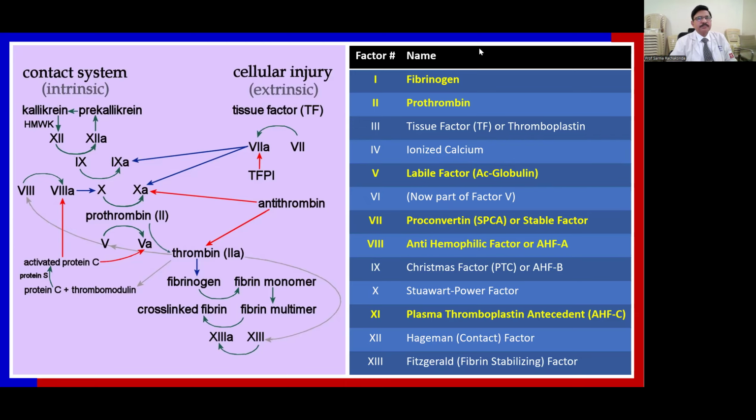Now tell me, what is happening? First, who is the most important fellow? At 10 to 10A, the crossroad. How does 10 become 10A? You require several assistants: calcium, ionized calcium, AC globulin, Stewart-Prower factor, antihemophilic factors A, B, C, and PTC. All these together will help the 10.